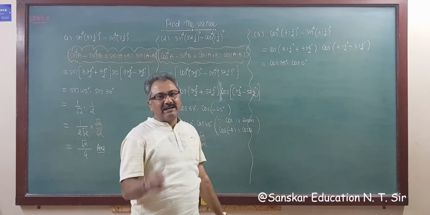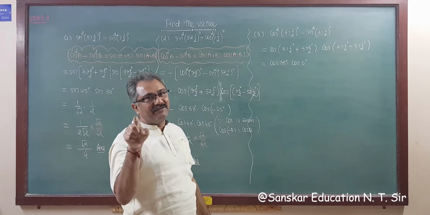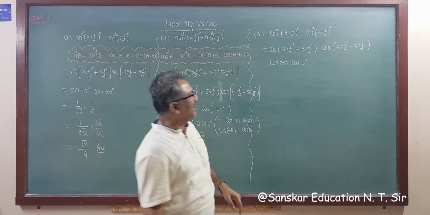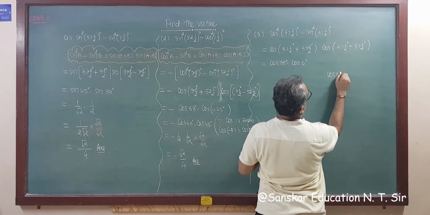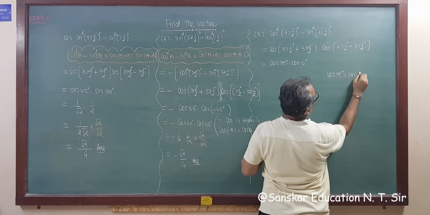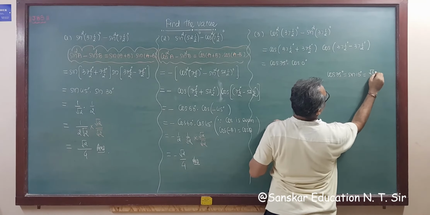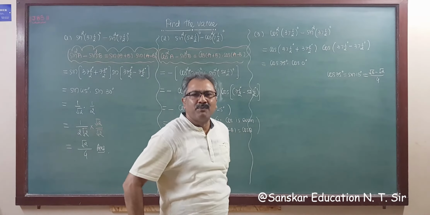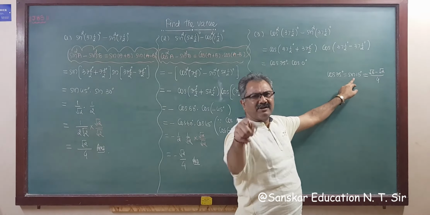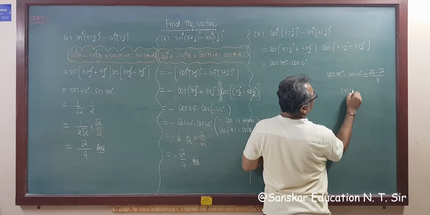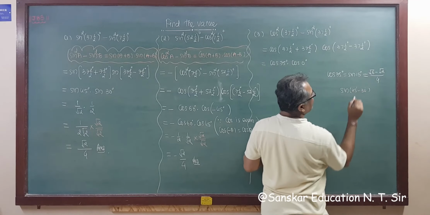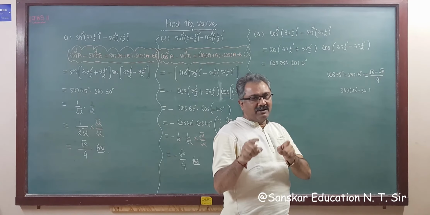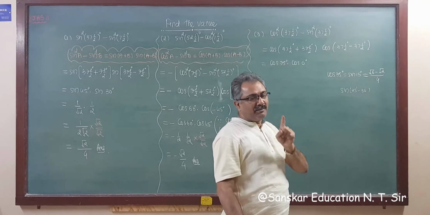Cos 75, we learned the formula: cos 75 means sin 15. And sin 15 is root 6 minus root 2 by 4, that you know, right? Suppose you forget, what will you do? No problem, write sin 45 minus 30, which is sin 15, and derive it yourself if you forget, but never lose the marks.